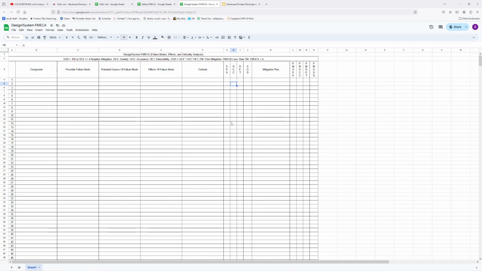Occurrence, 1 out of 5, 20%. Okay, so this is 10, 10. Detectability: it's kind of hard to tell exactly what's happening. Is it the motor that's bad? Is it the powder getting stuck? How is the customer going to fix it? Do you have to send the thing back? A lot of problems here. This is 200, 300. What's your mitigation plan?